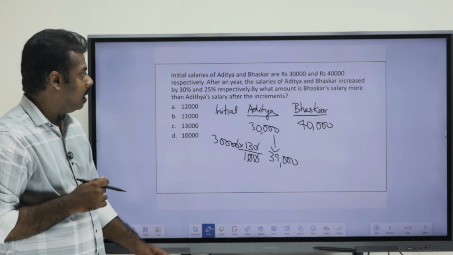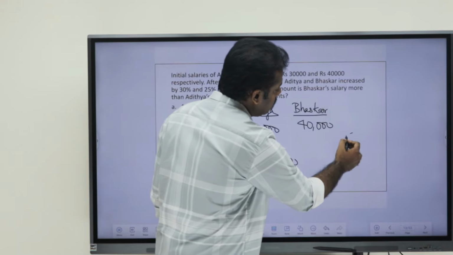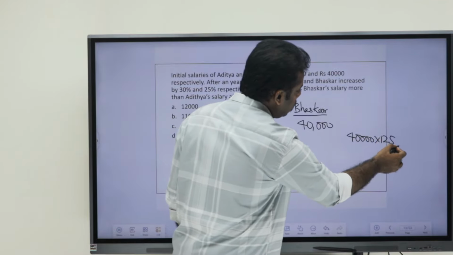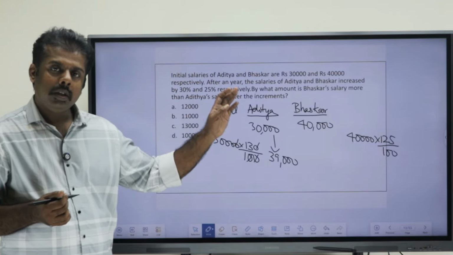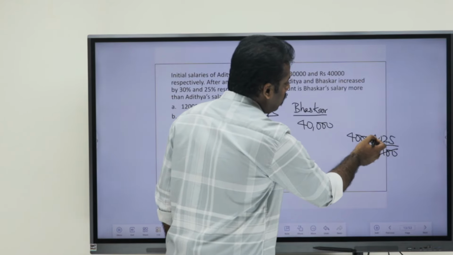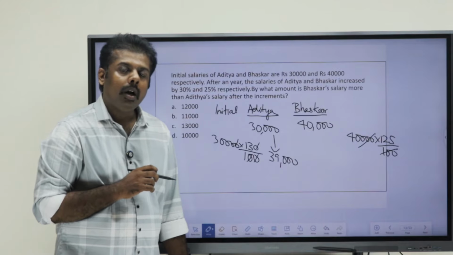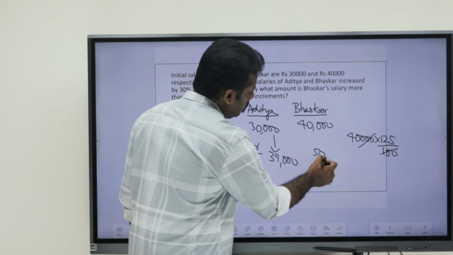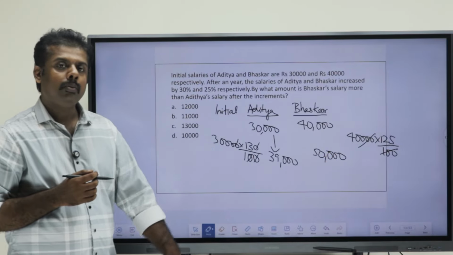Now, in the case of Bhaskar, the increment is 25%. So, what we can say is, if his initial salary is 40,000, there is an increase of 25%, basically that means 125% of his initial salary, that is 40,000. If we calculate that, cancelling out 100, 125 into 4 is basically what? 500. So, into 100 is going to give us 50,000. Okay. So, we say that after the increment, Bhaskar's salary has become what?